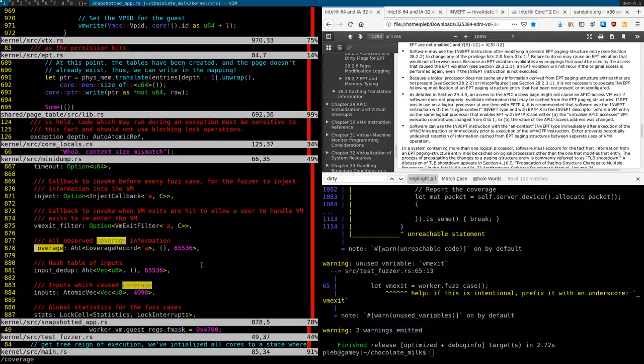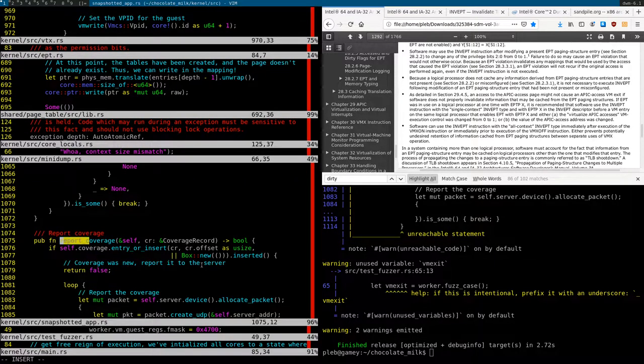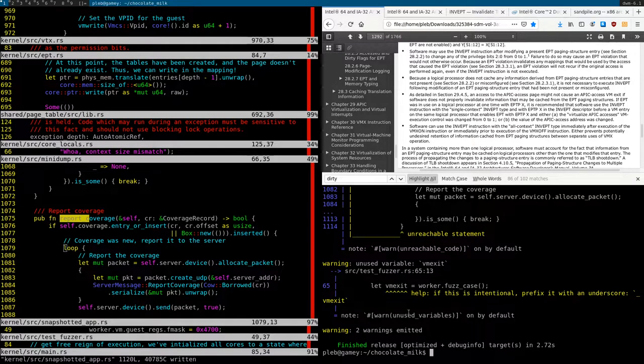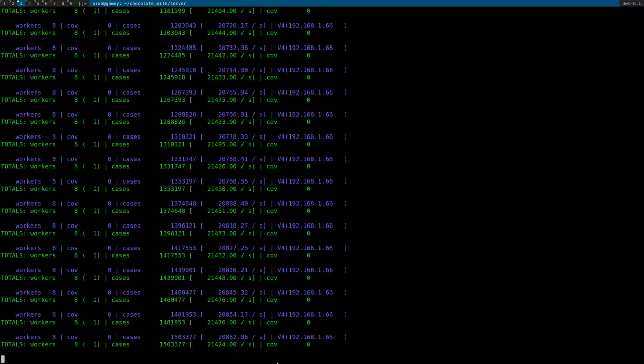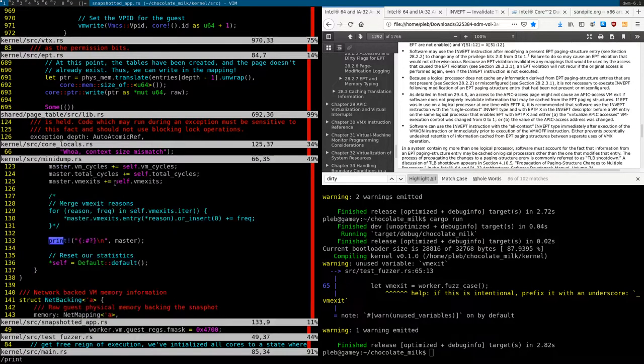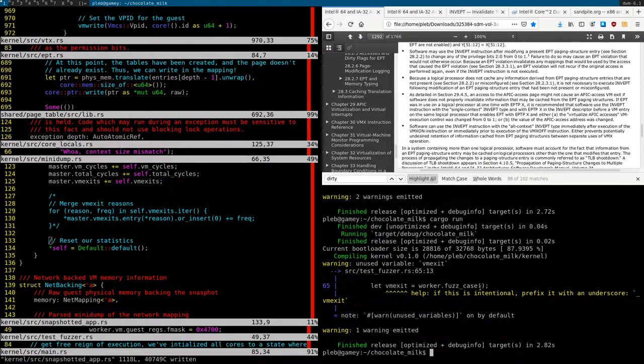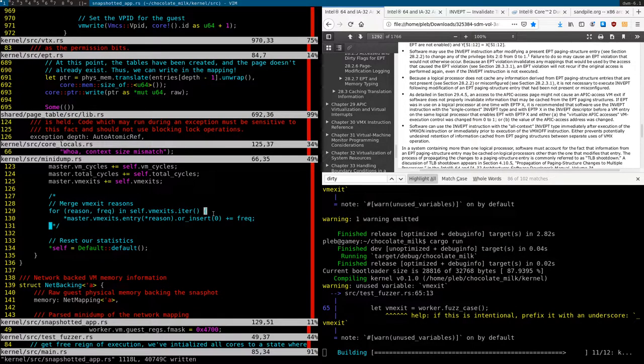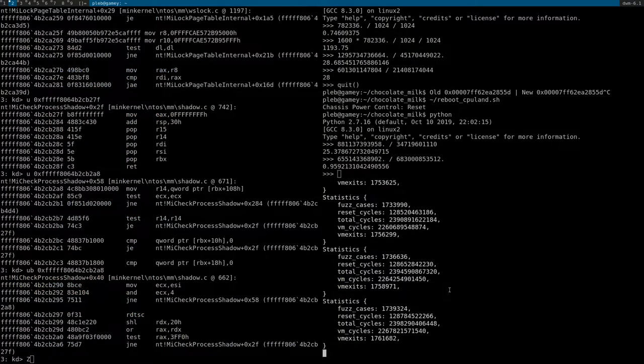That's reporting coverage. And then report coverage is not doing anything. So we'll have this actually report coverage to the server, which is currently zero. And we'll get to see how much coverage we have. Print statistics, we can get rid of that. All right, here we go.